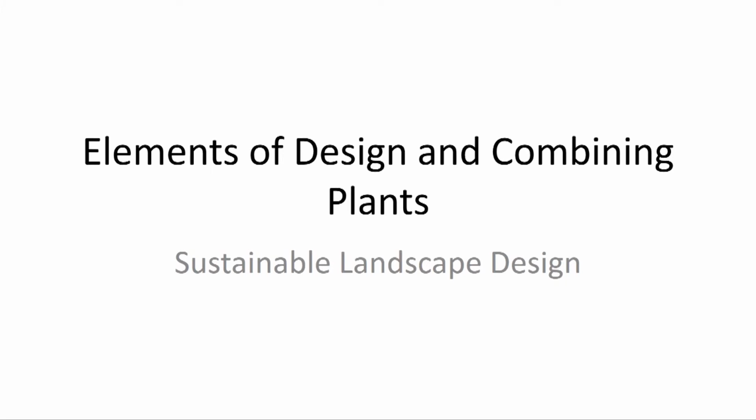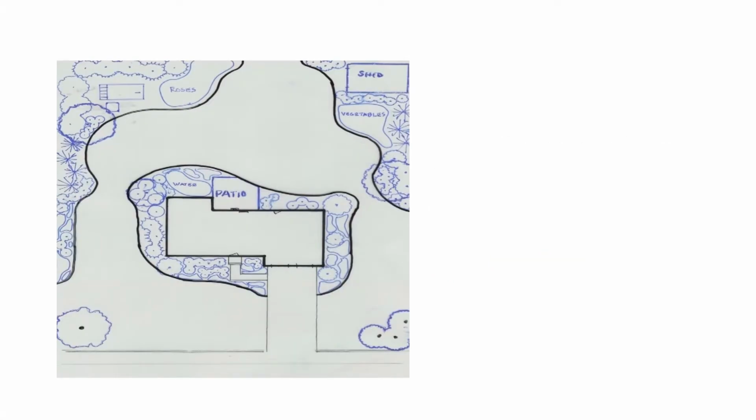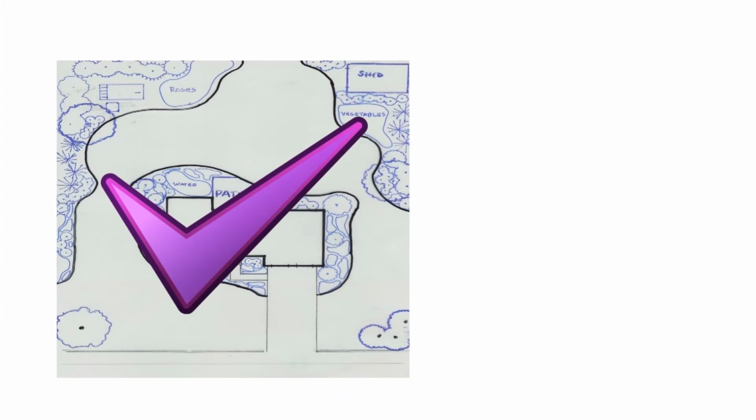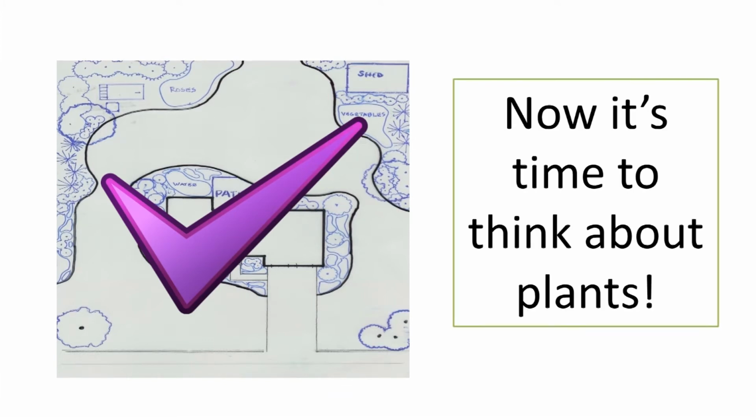When we start to combine plants in the landscape, we need to consider their elements of design. Not until you have all the bones of the landscape, including the hardscapes, the concept lines, the functional spaces, all figured out, do you finally start thinking about plants. Now you can take each planting bed or each viewpoint and fill it up with plant combinations.